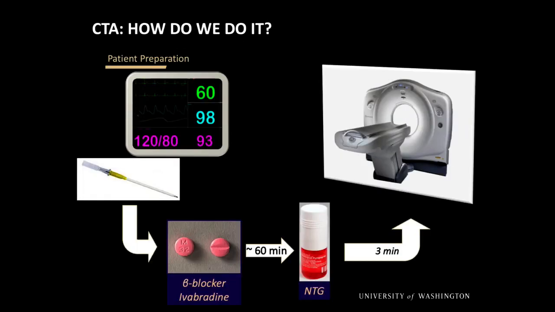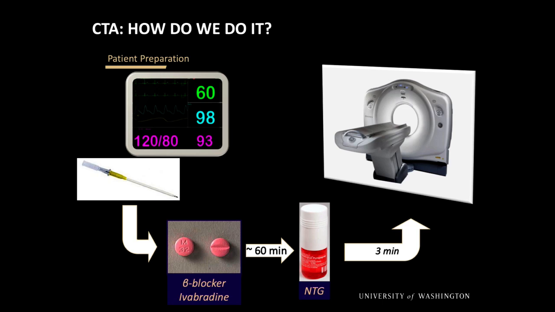So I think the question is, how do we get these images? And really, the key here is slowing the heart rate down. You really want to image the coronaries when they're not moving, and that's usually in mid-diastole. So if you slow the heart rate down, diastole is prolonged, and it's just easier to obtain good quality images.